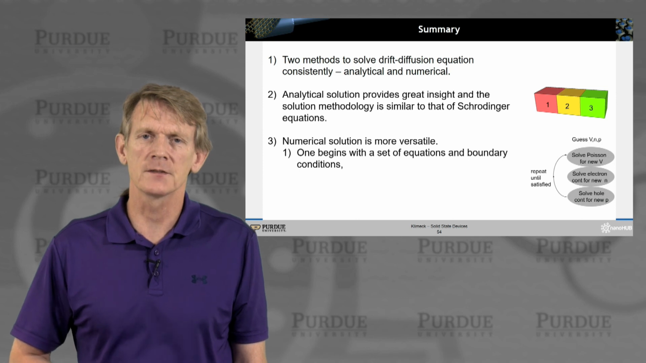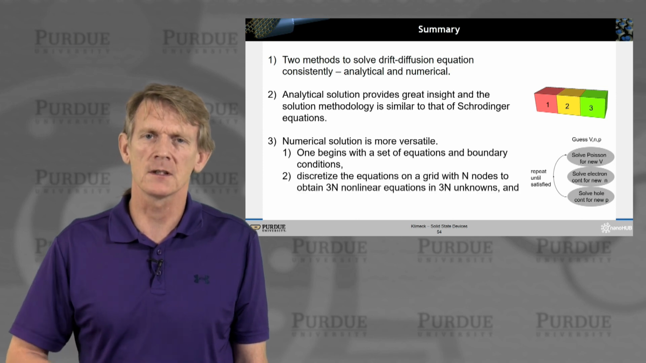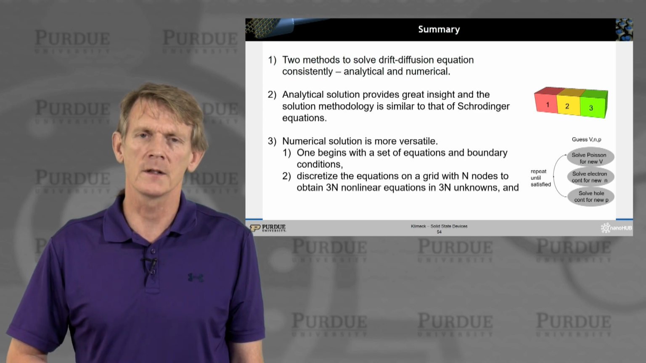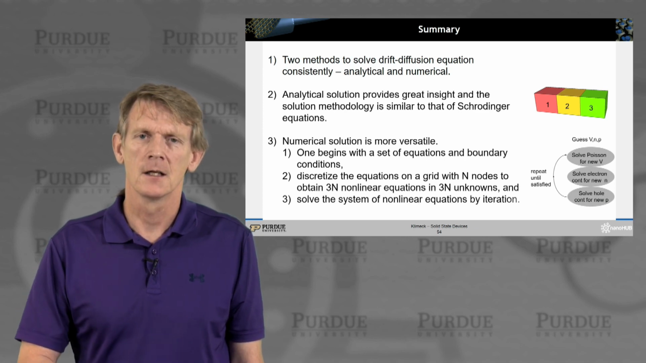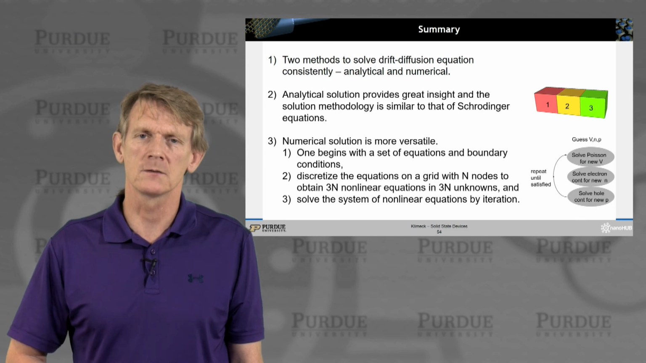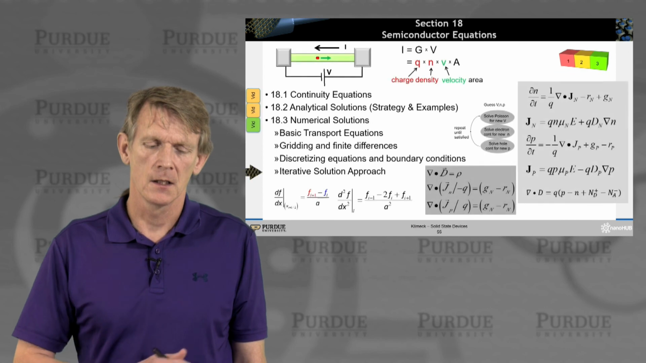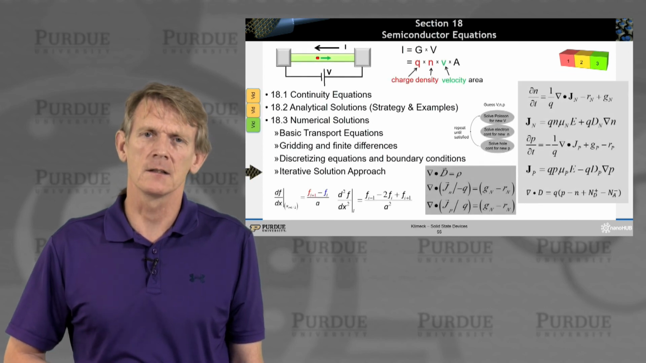You begin with a set of equations and boundary conditions, and you discretize the system. We highlighted simple one-dimensional discretization here, and then you solve the system typically by iteration. So those are the strategies, and this is really the end of section 18 on the semiconductor equations.